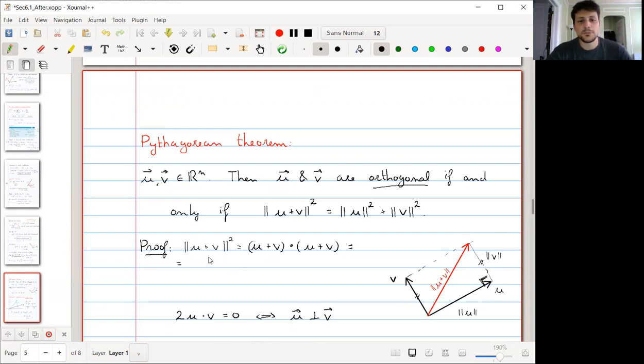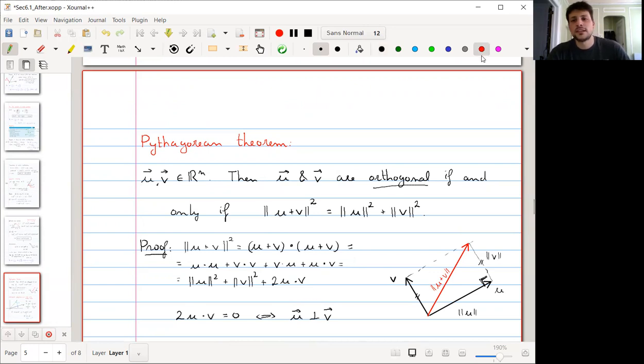If I write down the norm of u plus v squared, that's the same as dotting u plus v with itself. So I get u dot u plus v dot v plus, again, like before, v dot u plus u dot v. But then I can clean this up to the following expression. U dot u is the norm of u squared. V dot v is the norm of v squared. And this is twice u dot v because the scalar product is commutative.